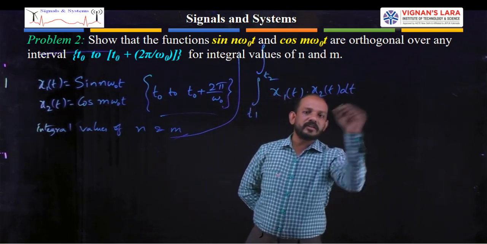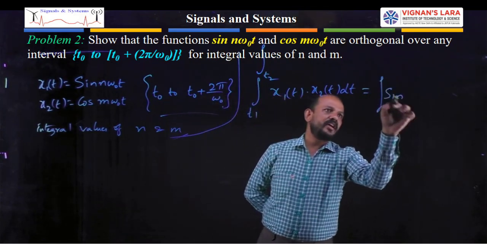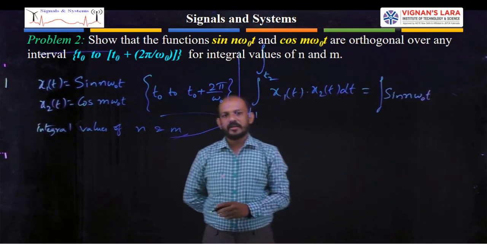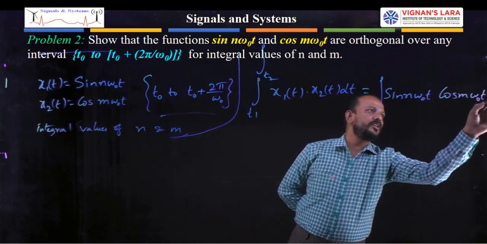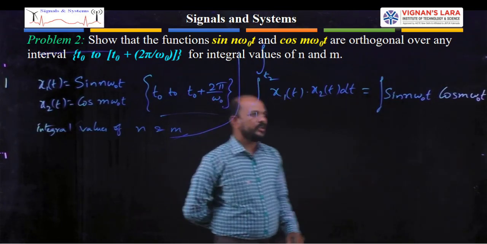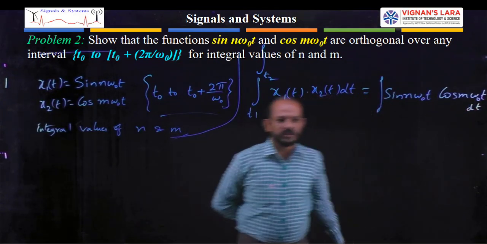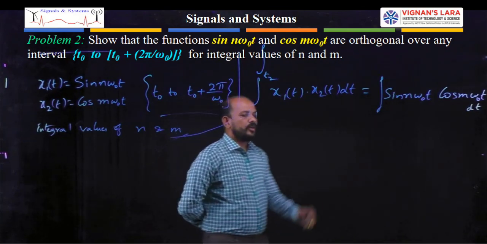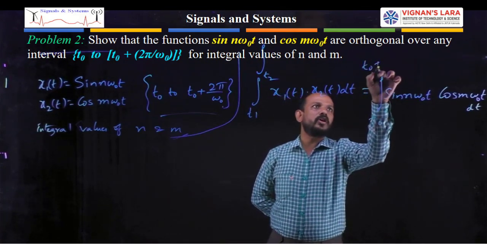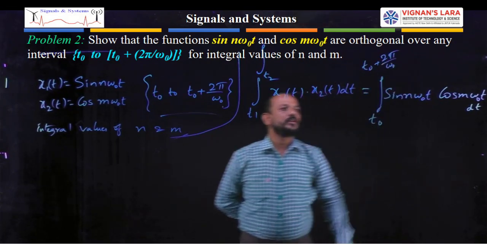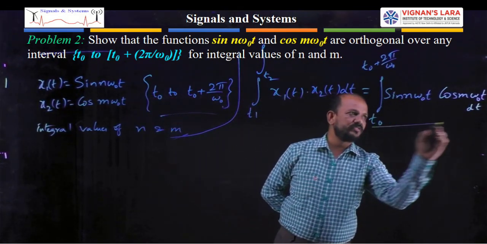So according to the given problem, this will be equal to the integral of, what is x1 of t? Sine n omega naught t. Okay, right. What is x2 of t? Cos m omega naught t dt. So we have to write this one, cos m omega naught t dt. Okay. The important thing is the interval: t naught to t naught plus 2 pi by omega naught. So we have to find out the value of this one.